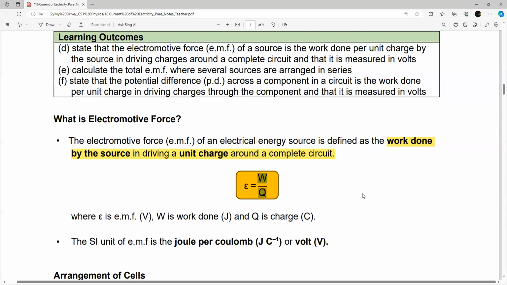The unit for EMF is volt, or you can give it as joules per coulomb. You can see that unit for work done is joules, energy. Charge is coulomb. As a result, epsilon is written as JC inverse, or just simply volt with a capital V.